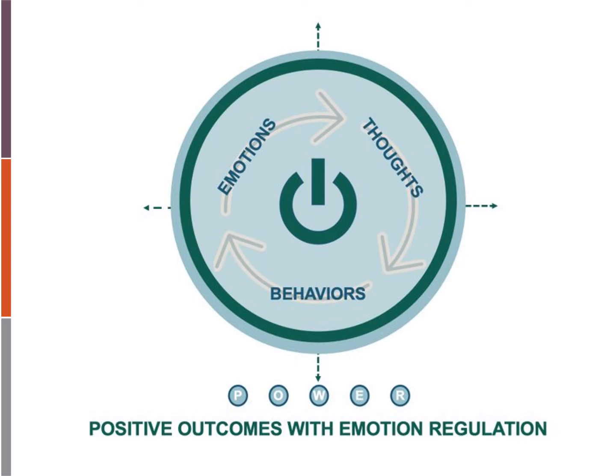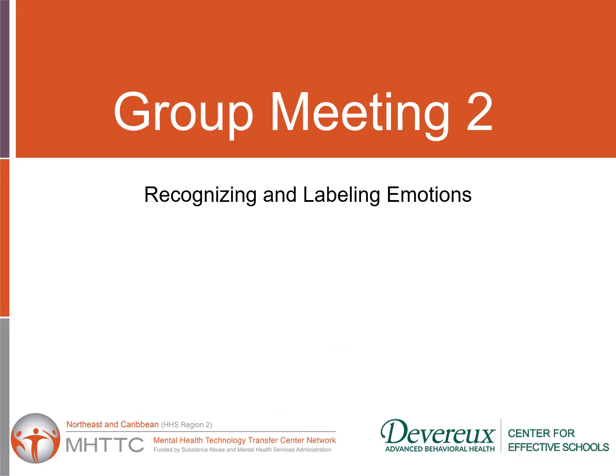This module is a part of the training series for the POWER program, Positive Outcomes with Emotion Regulation. This module focuses on the second group meeting, which will introduce the concepts of recognizing and labeling emotions.